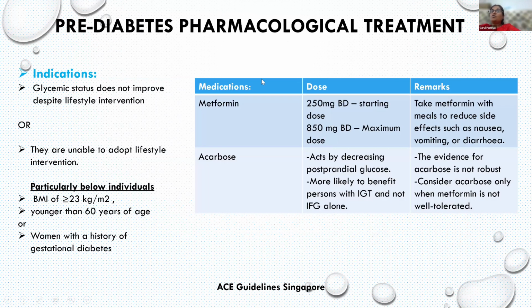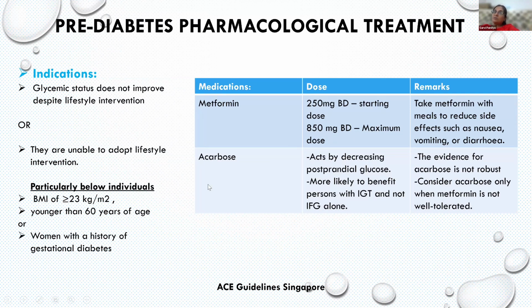There are some pharmacological treatments available. Apart from the lifestyle and diet change, they have certain pharmacological options. We can start them on metformin 250 milligram BD, maximum up to 850 milligram BD. If they develop GI side effects, we can start them on the extended release formulation and see how it goes. If the patient still cannot tolerate metformin, then they have the option of acarbose. Particularly, it can help to bring down the postprandial glucose.